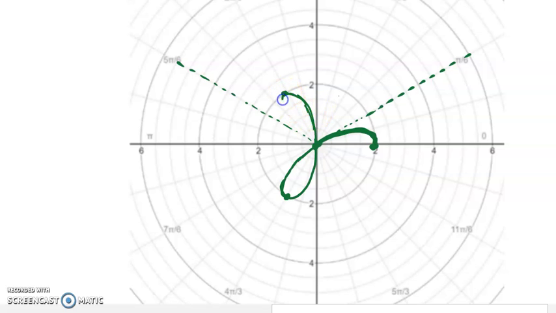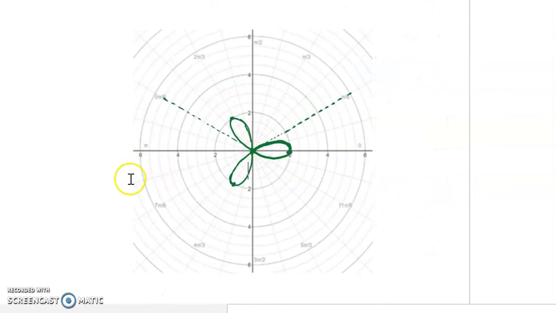So as r decreases down to 0, we want to make sure we don't cross that line. And then we go back to negative 2 comma pi, which is going to actually take us back to where we started. So we get ourselves that 3-petaled rose. So we've got these radial lines right here that act as our boundaries.